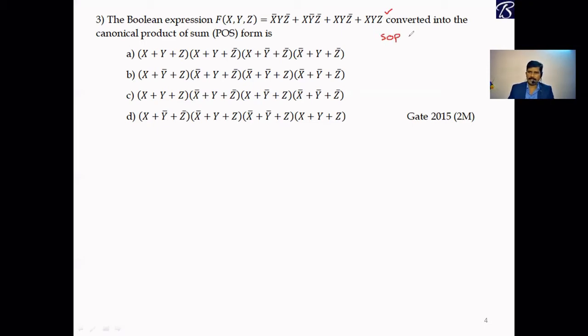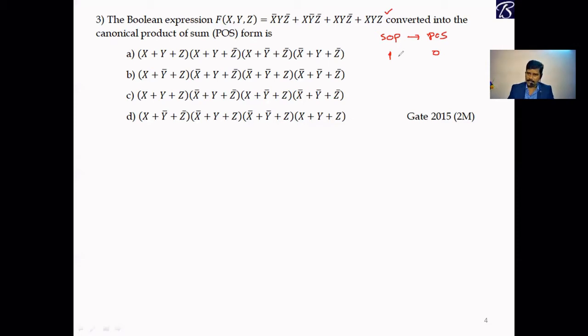SOP form is given. We need to convert into POS. What is the formula here to convert? In SOP, in a given truth table, consider ones. In POS, to write the expression, we need to consider zeros. That is the only formula we need to remember here. Then we can easily convert.